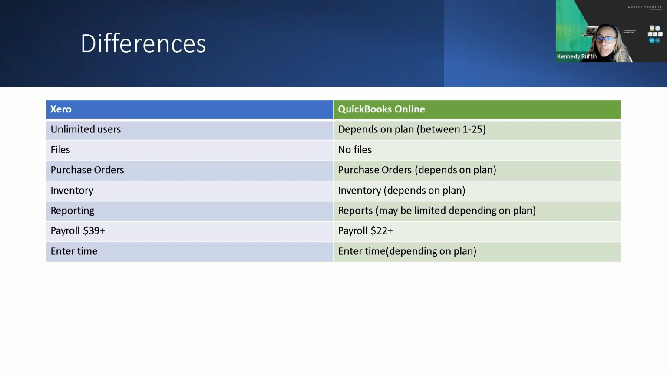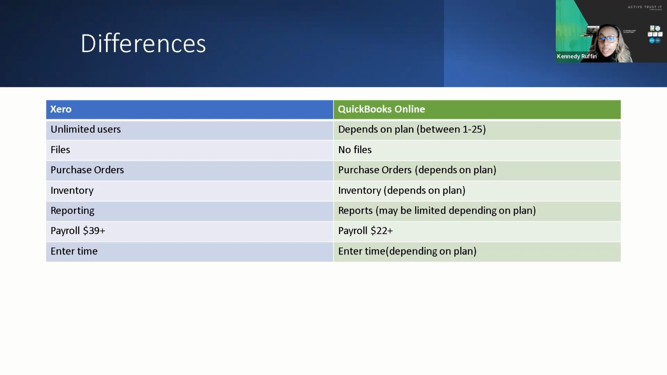Also, as we go down the list, you'll notice that there is a central location for you to store your files that relate to transactions, or maybe that you just want to store in the program. And that's available in Xero. Not so with QuickBooks Online. There is a way to attach files to each transaction in QuickBooks Online, but there's no central location to store everything and to refer back to.